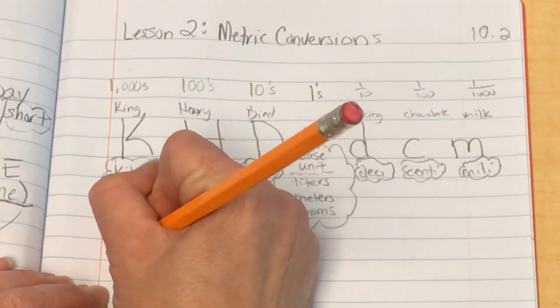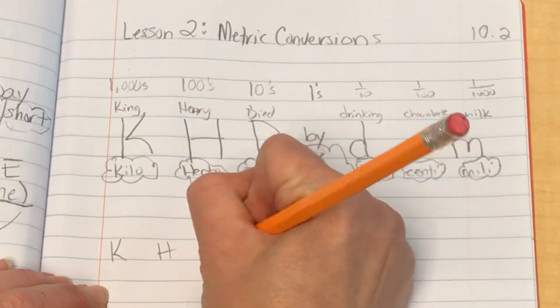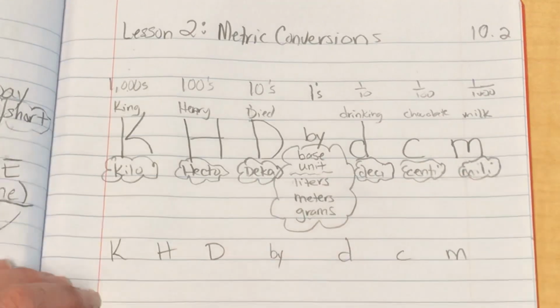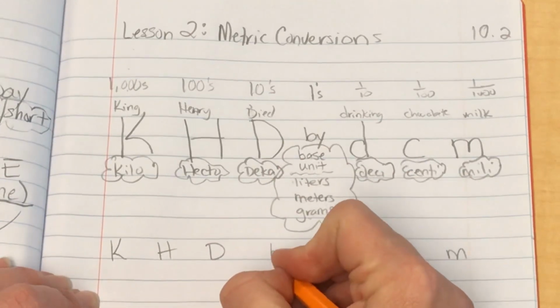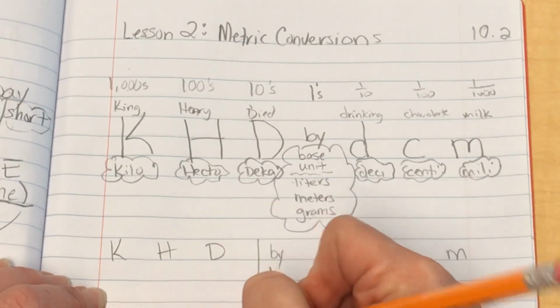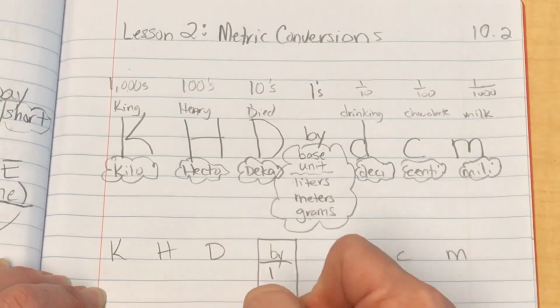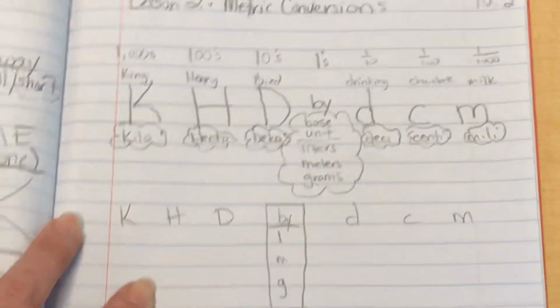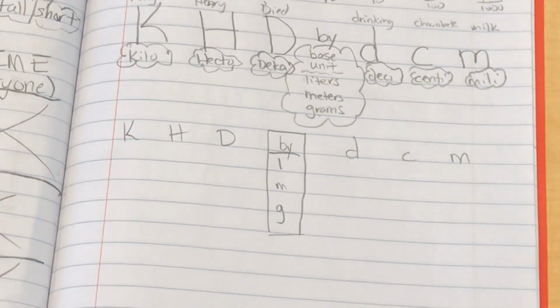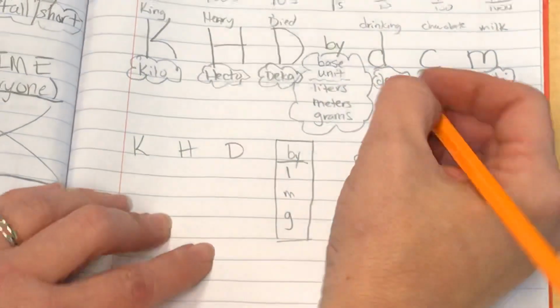Okay, so we're going to go ahead and rewrite it again because it's extra practice. King Henry died by drinking chocolate milk. And I'm going to do my base units: liters, meters, grams. And I always do it like that. So I have my base, my root words boxed out, okay? Now I'm just going to fill in.